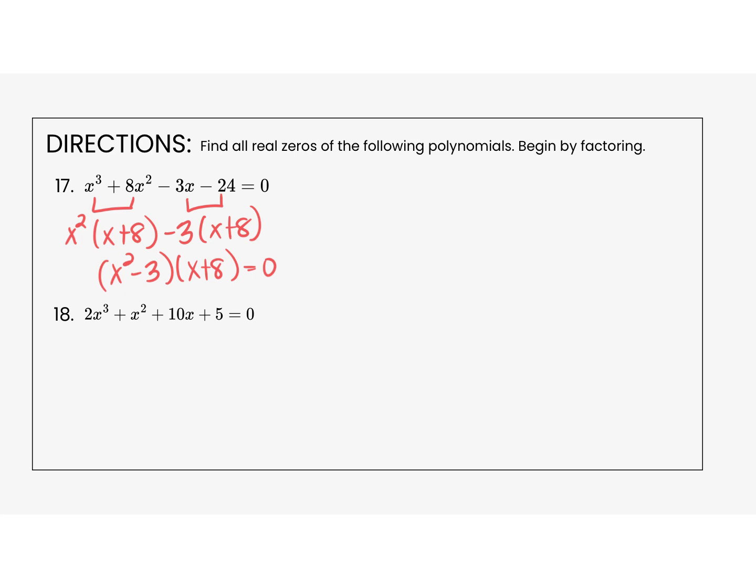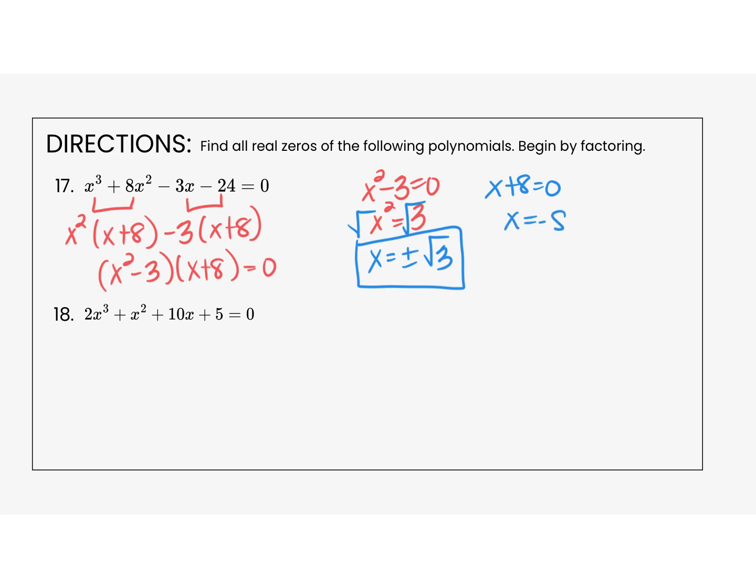I cannot factor x squared minus 3 any further, so when I go to solve that, I set it equal to 0, and I think about how we solved our square roots. So I'm going to add 3 to both sides, and then take the square root of both sides. Remember, when we take the square root, we end up with a plus or minus as our answer. So there's two values. And then x plus 8 equals 0 gives me x equals -8. So there's my third.